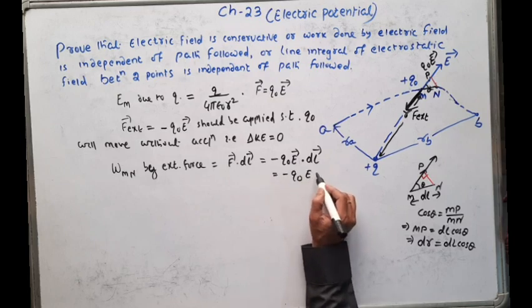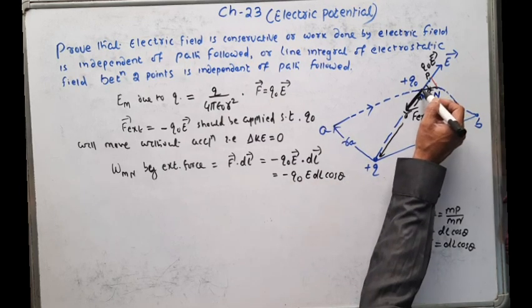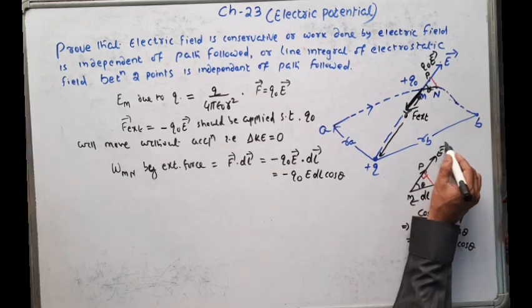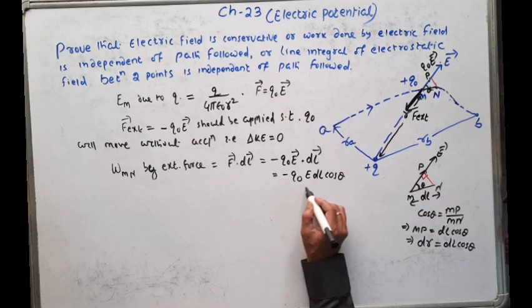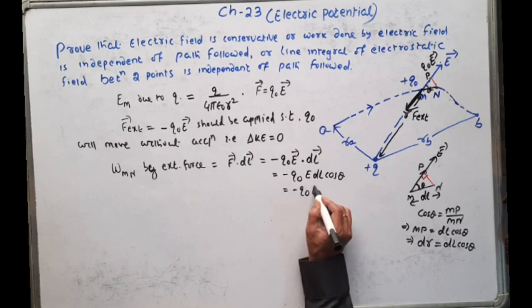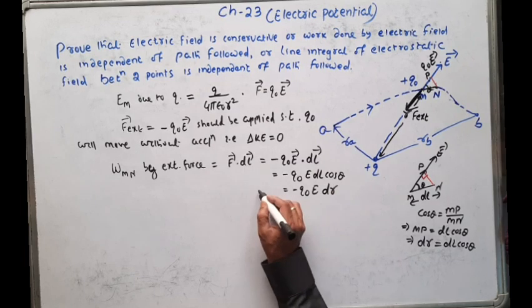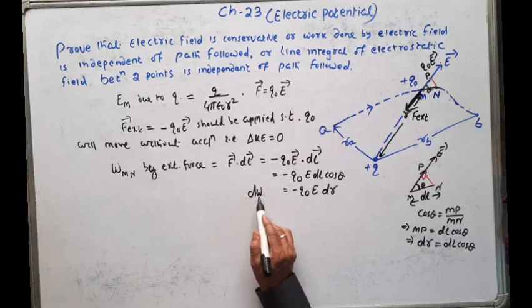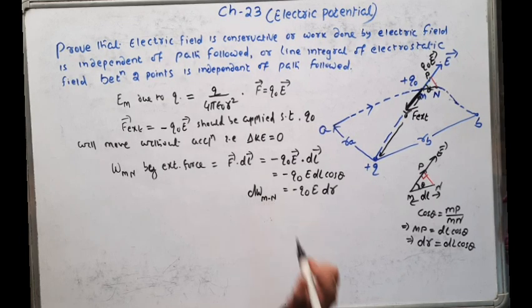E dot dl is nothing but E dl cos theta. Theta is the angle between the electric field and the dl vector. This is the electric field, this is the dl vector, so this angle is theta. So that is equal to minus Q naught E times dl cos theta. And dl cos theta is nothing but dr. So this is the work done, a very small work done, because it is moving a very small distance. So dW, from M point to N point.